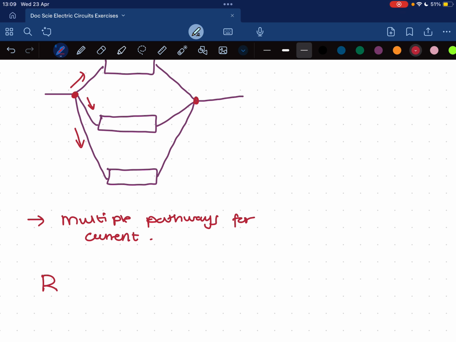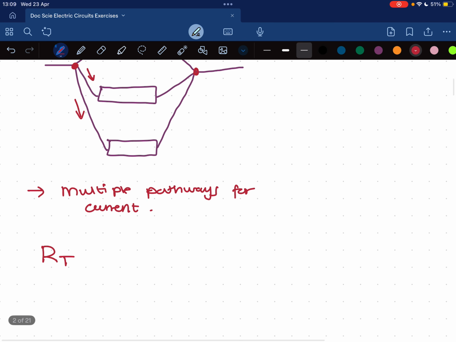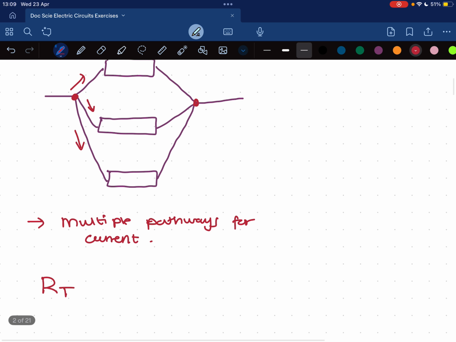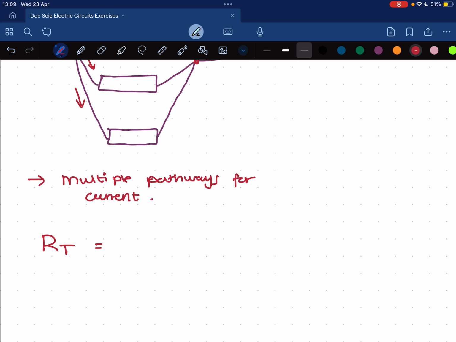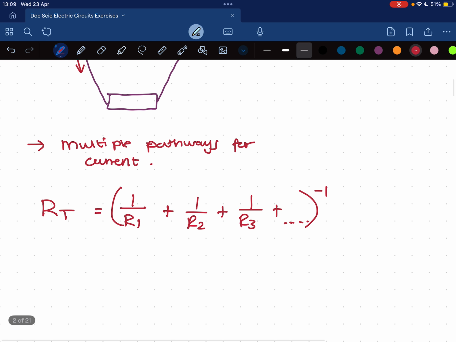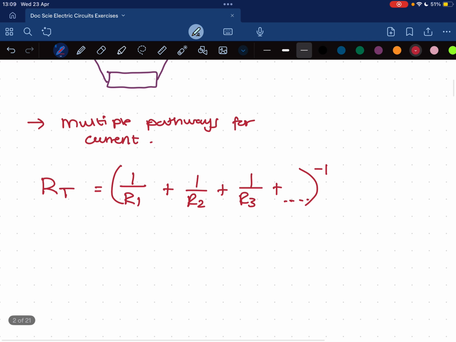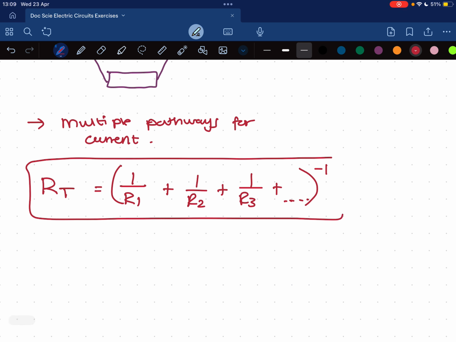So calculating the total resistance in a parallel circuit is going to be equal to 1 divided by R1 plus 1 over R2 plus 1 over R3, and so you just keep adding the resistors in parallel, and then when you have that total, you'll take it and you'll put it to the negative 1. Okay, that is how we calculate the resistance in a parallel circuit.